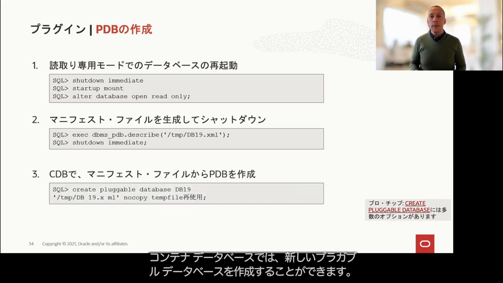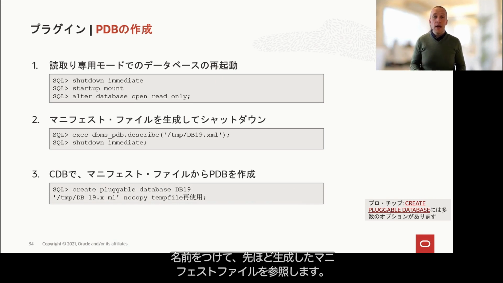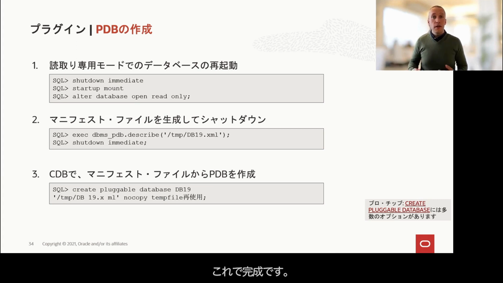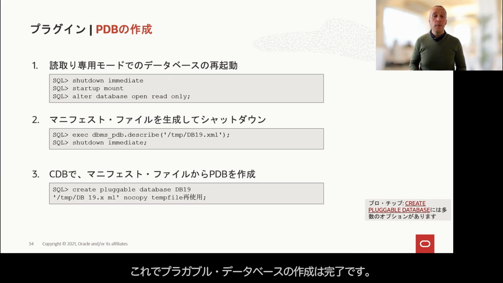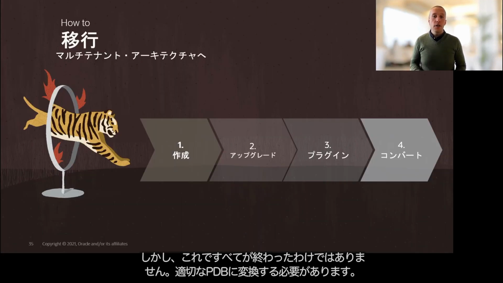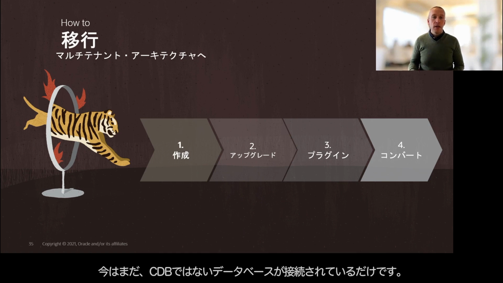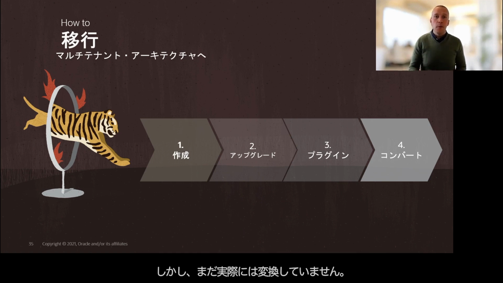In my container database, I can now create a new pluggable database. I give it a name and I refer to the manifest file that I just generated. And that's it. In this example, the database will reuse the data files where they are located, and now you have created a pluggable database. But we're not all done, because we still have to convert it into a proper PDB. Now it's still just a non-CDB database that has been plugged in, but we haven't really converted it yet. So let's look at that.